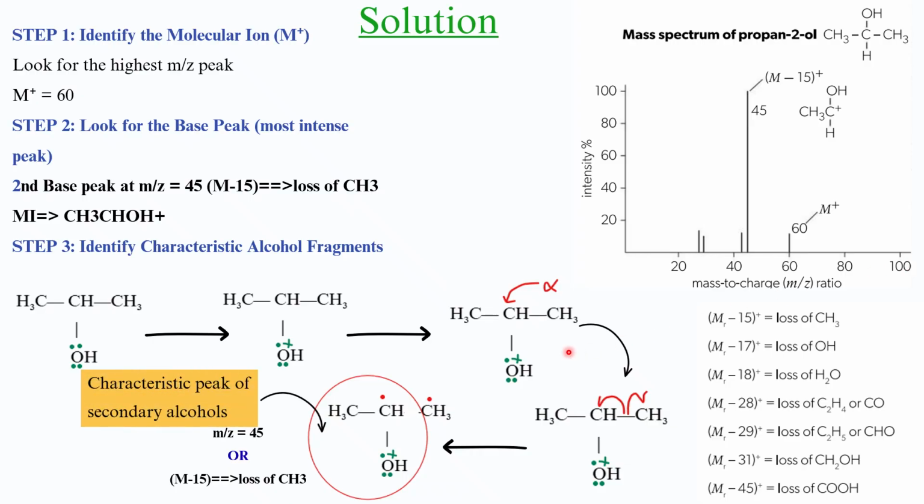And now remember, there is an important point that for secondary alcohol, there is a characteristic peak at 45. Along with this characteristic peak at 45, there will be loss of water as a neutral species. So do check out these two things if you want to confirm whether the structure provided for the given spectrum is of a secondary alcohol or not.